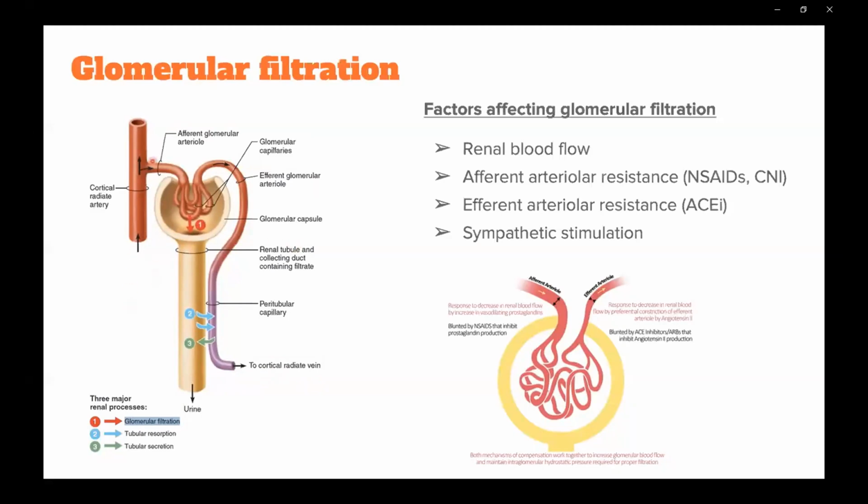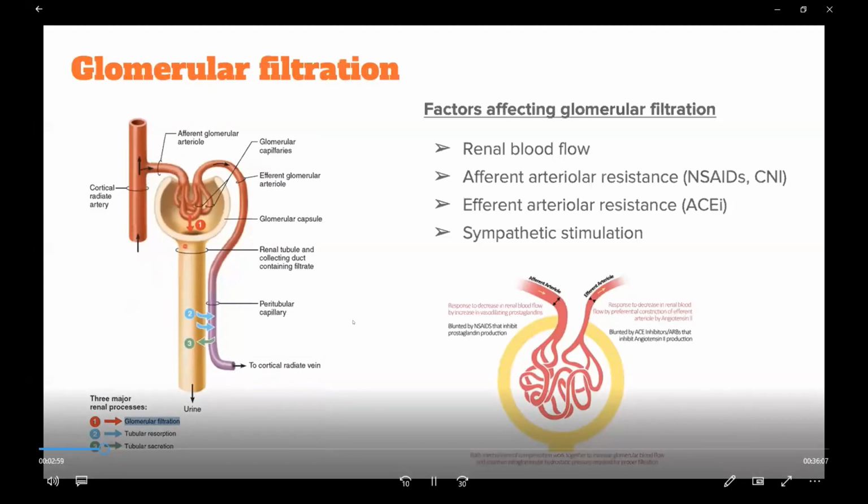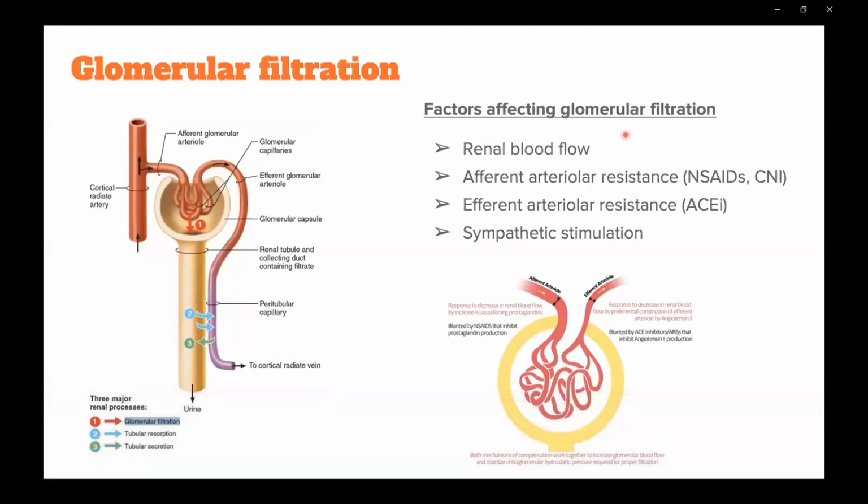The chief ones being what is the renal blood flow. If there is increased renal blood flow, more blood is going to go through the afferent arteriole, and more filtration is going to happen. So renal blood flow plays a very important role in affecting how much is the glomerular filtration. The other two important ones which are physiologically controlled are the diameters of the afferent and the efferent arteriole.